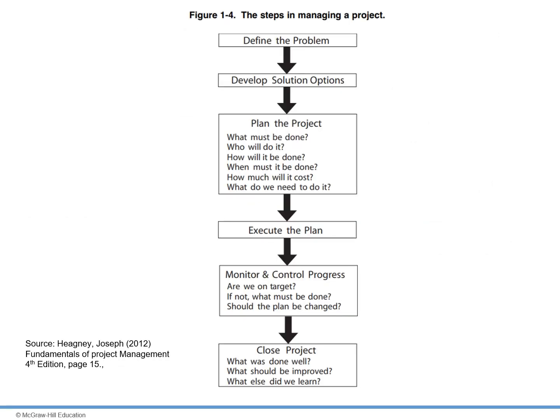This diagram illustrates the steps in managing a project, from define the project to develop solution options, then move into plan the project and execute the plan, until monitor and control the progress, and finally close the project. Each step contains many different tasks and smaller sub-procedures. Even close project is not the end of the project.